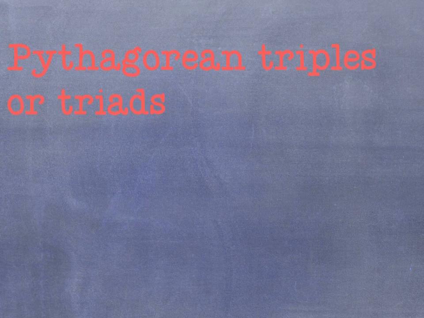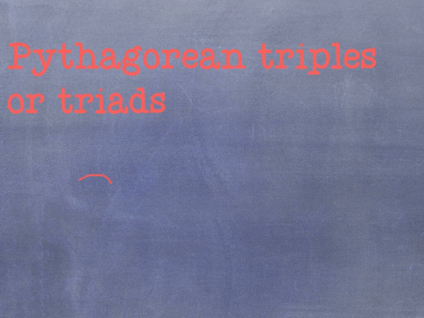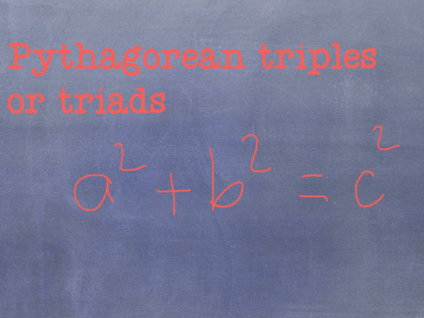a squared plus b squared equals c squared, where a and b are the two shorter sides and c is the hypotenuse, or the longest side. If we can find these three numbers, we're going to give them a name and we're going to call them Pythagorean triples or triads. Three numbers, triples, triads, which satisfy Pythagoras' equation.